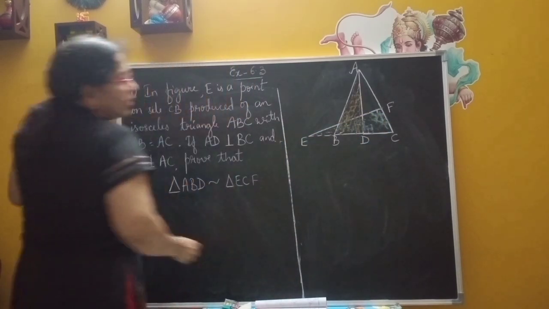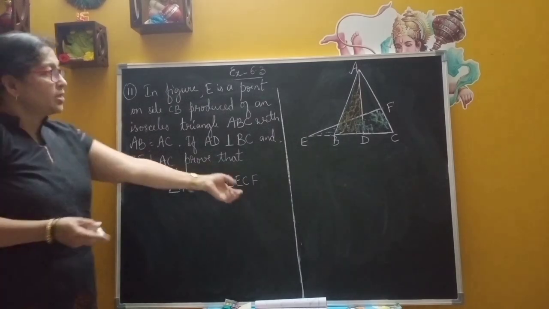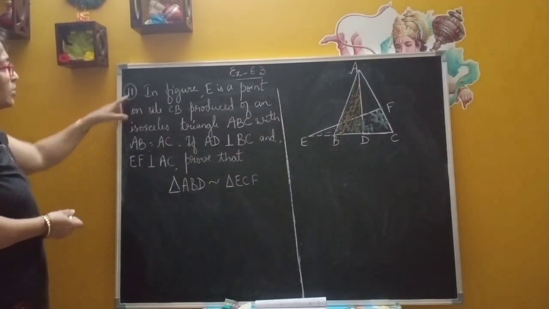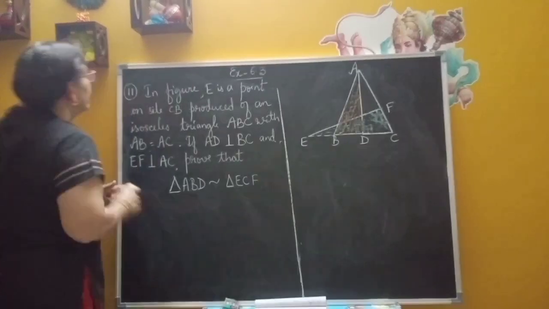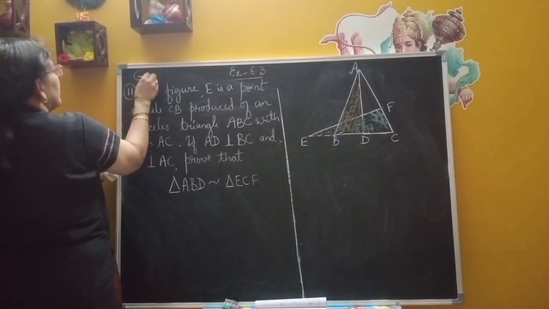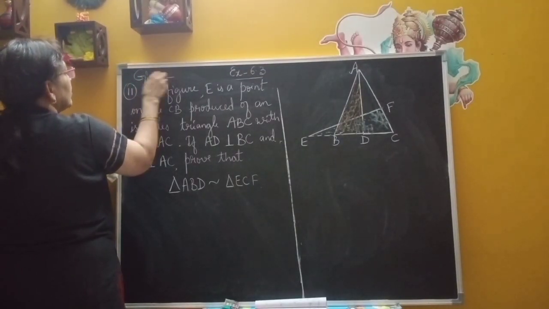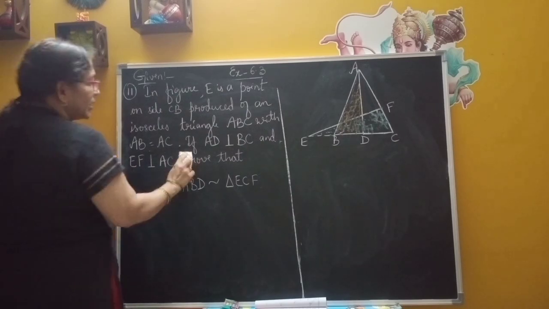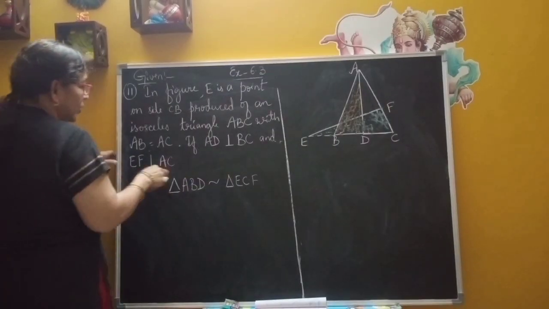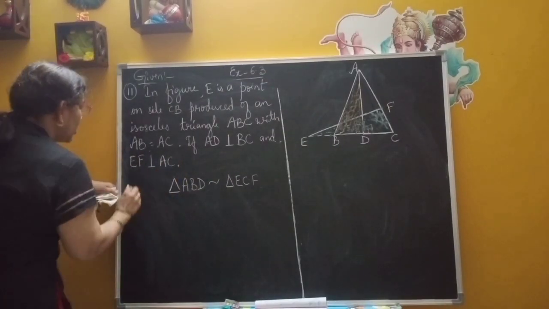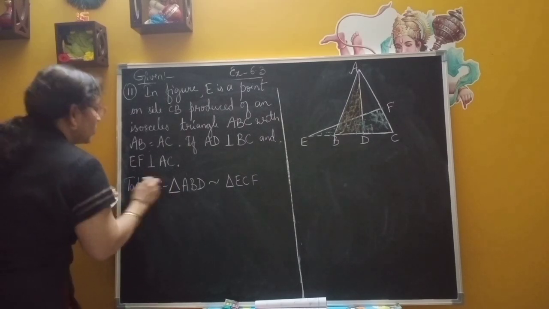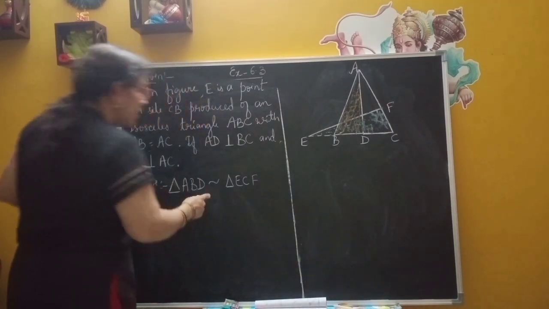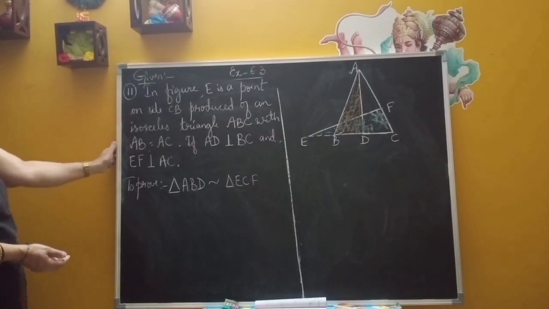Okay, so let us prove this statement now. The given part is given in the question itself, everything. So let us take this as the given part while proving, and this has to be proved. So to prove triangle ABD is similar to triangle ECF.